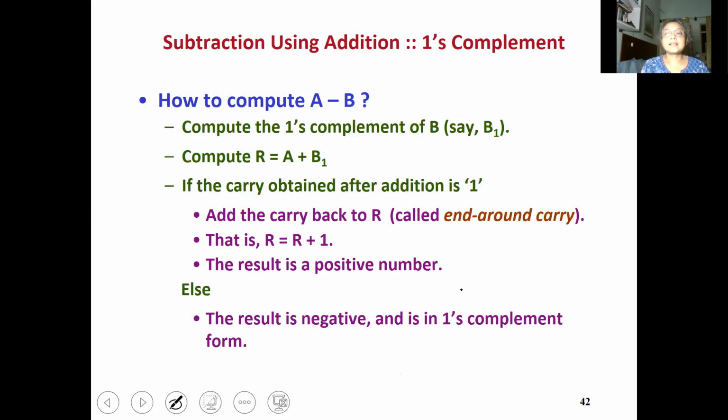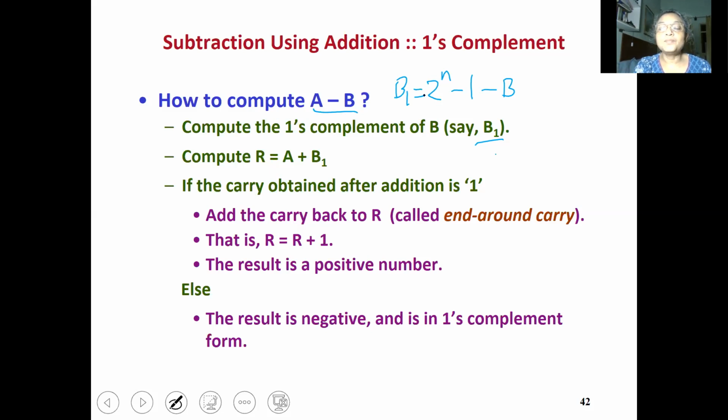Now let's see how we can perform subtraction using addition. Before we come to the 2's complement representation, let's look at how subtraction is done for the 1's complement representation. Suppose we want to compute A minus B. We will first compute the 1's complement of B, that is B1. If you are using n bits to represent the number, B1 is 2 to the power n minus 1 minus B. This is the definition of 1's complement.